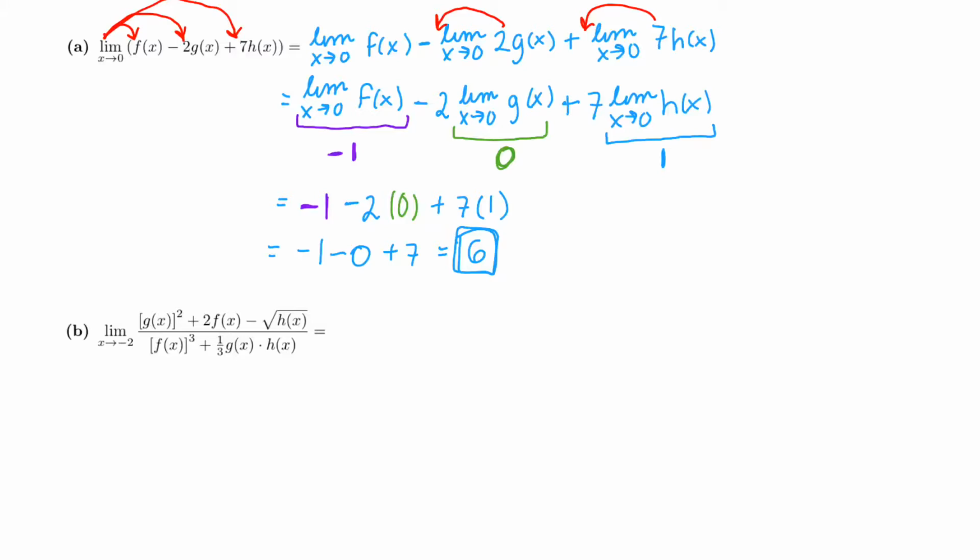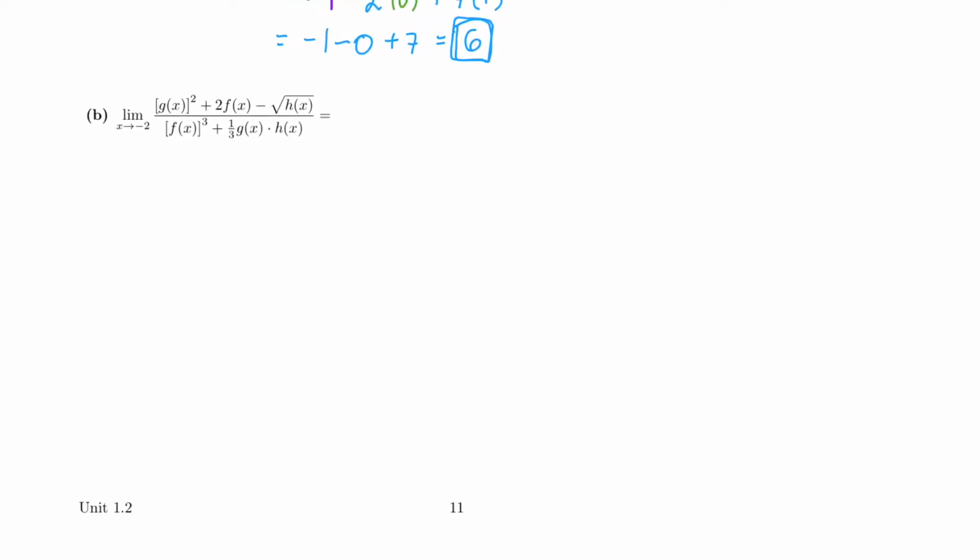So for this next one, we're going to be doing that same process. I'm going to do a few things at once. The first thing we could do is, because this limit is for a quotient, we could move that limit to the top and to the bottom. And then from there, we can distribute it to each of these pieces.